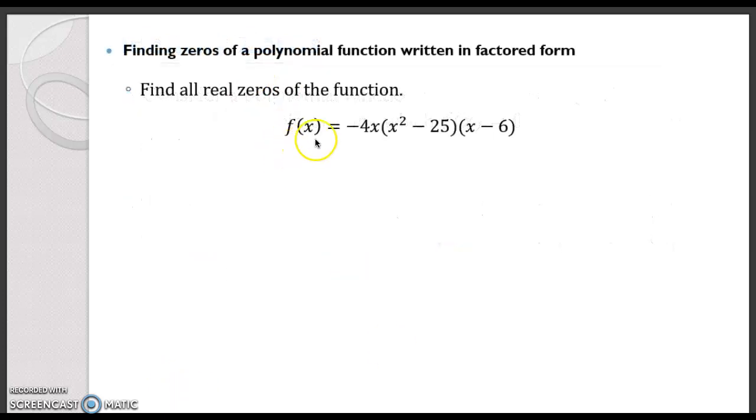So let's say we're given f of x equals negative 4x times x squared minus 25 times x minus 6. Now this is in factored form, so to find the zeros or the roots, we let y equal 0 and then we solve for x. Now because each of these factors is being multiplied, I don't have something else randomly added over here.